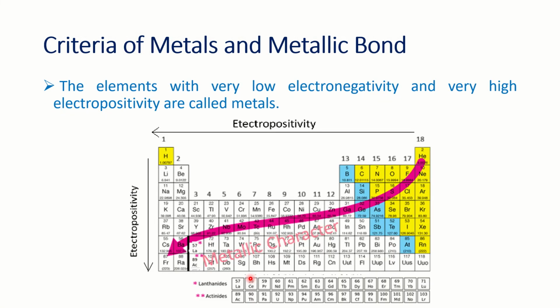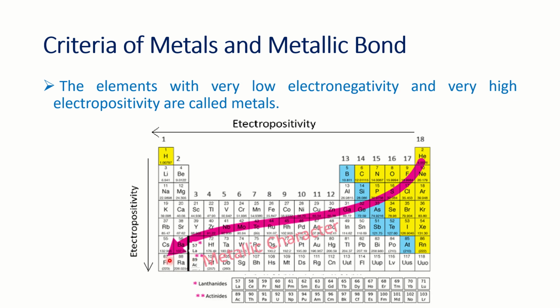What about the criteria of metals and metallic bond? If you look at the periodic table, you will see that the metallic character increases from top to bottom, and also increases from right to left. That means if you go from left to right, you will go towards the non-metals. Or if you go from bottom to top, you will go towards the non-metals. Now, this column is actually inert gases, so there is nothing to say about metal or non-metal. At the extreme right corner, fluorine is there, which is the element with the highest non-metallic character.